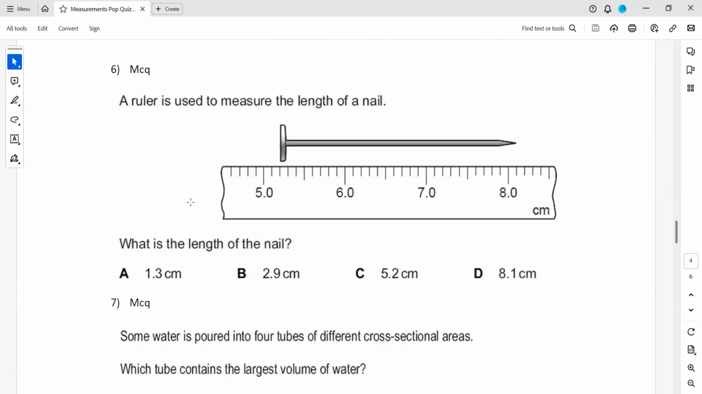In question 6, a ruler is used to measure the length. What is the length of the nail? It is 5, 5.1, 5.2. So it starts at 5.2 and ends at 8.1. So 8.1 minus 5.2 is equal to 2.9. So B will be the right answer.